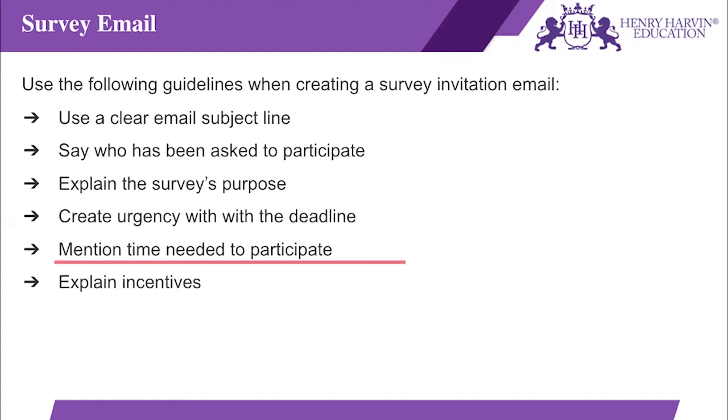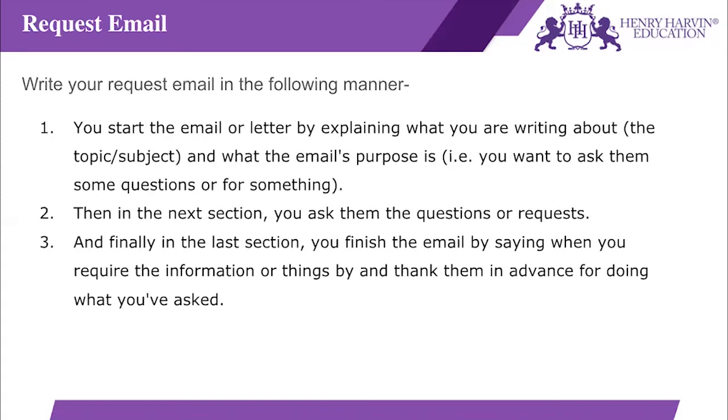Mention the time needed to participate. So you can write a quick survey, but it's always better you mention the time, maybe 2 minutes, maybe 5 minutes. Explain the incentives. Why is it that the person needs to fill the survey and what is it that he or she will get? Next comes my request email.